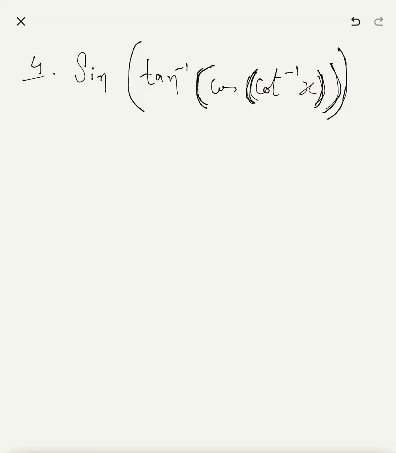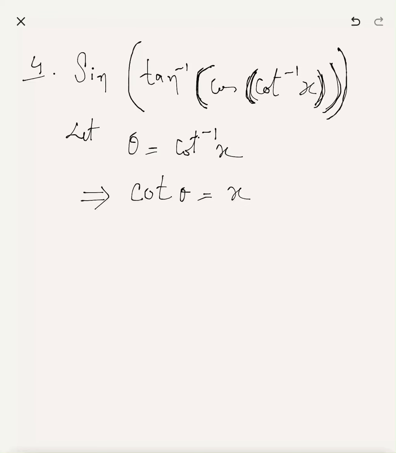See, how do we solve this question? We will first look at the innermost inverse function. We will take the innermost inverse as theta and we will proceed. So what you need to do here is, let theta is equal to cot inverse x. So what can you write from here? From here you can write cot theta is equal to x.